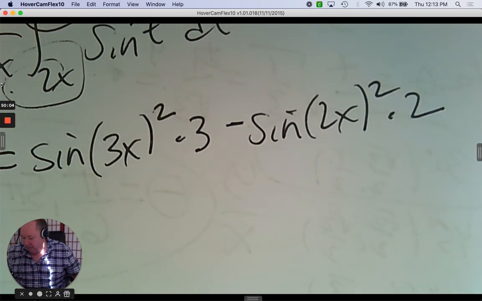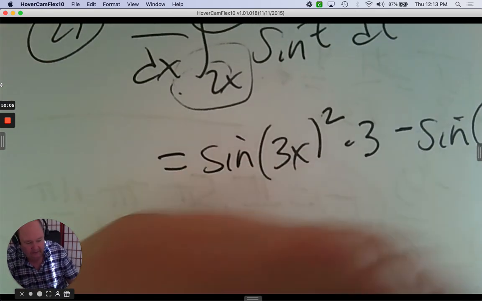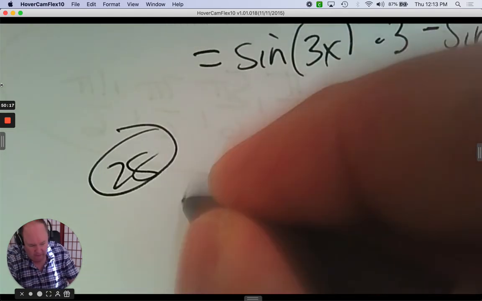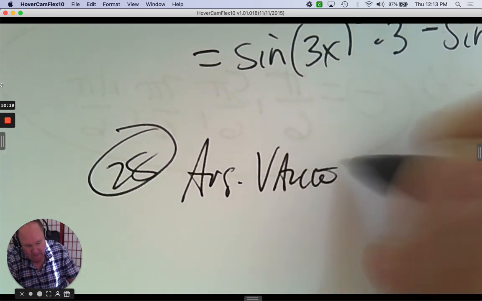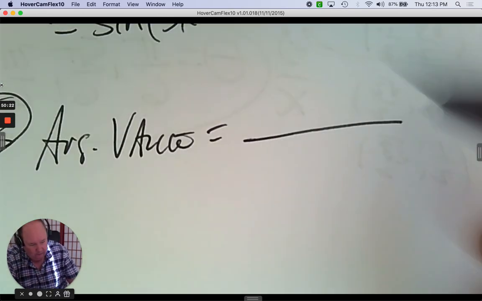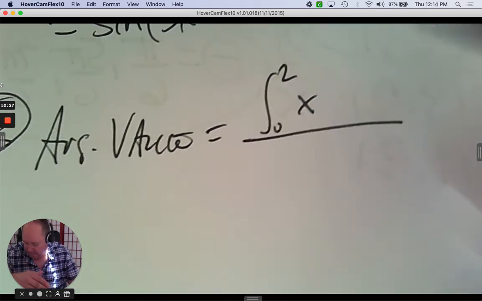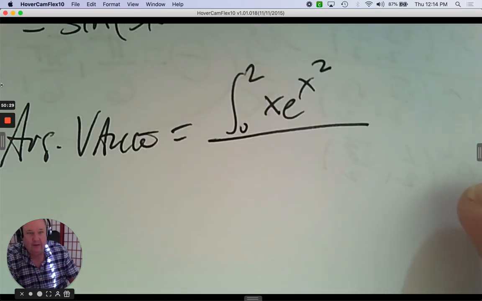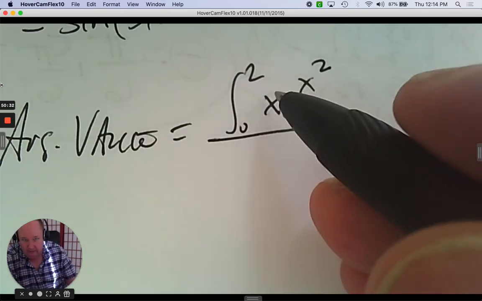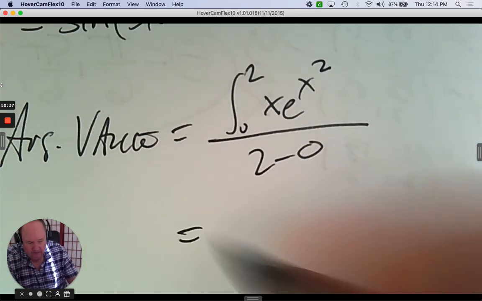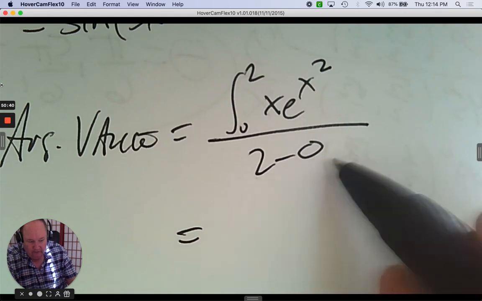And this is our last one for this video, 28, and then there'll be part 2 after this. Find the average value of that from 0 to 2. So the average value is an integration question. So I'm going to integrate from 0 to 2 x times e to the x squared, and then in the denominator I subtract the limits. So 2 take away 0. So that's an average value setup. Without a calculator, how would I keep going? So 2 take away 0 is 2.